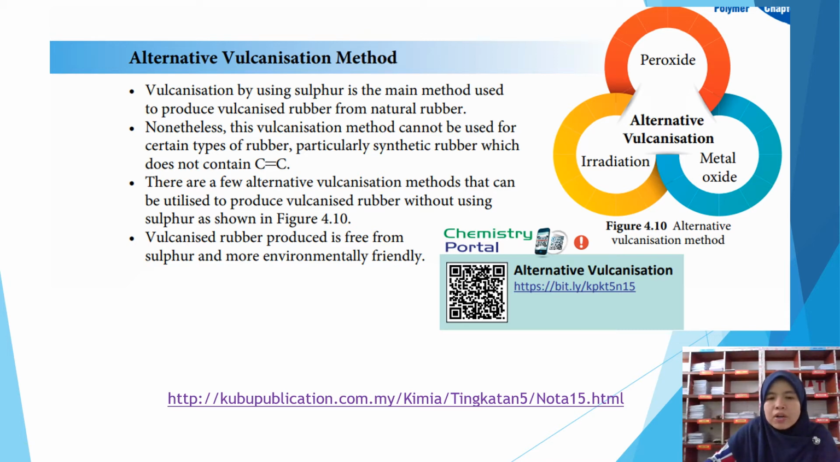environmentally friendly. Okay, so vulcanized rubber yang terhasil daripada alternative vulcanization ini adalah free from sulfur lah, tak ada sulfur dan lebih mesra alam. So bila kita buang produk yang diperbuat daripada vulcanized rubber, okay, ianya tidak akan mencemarkan persekitaran.